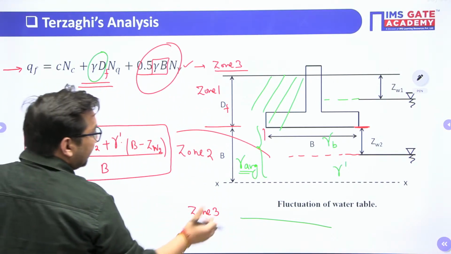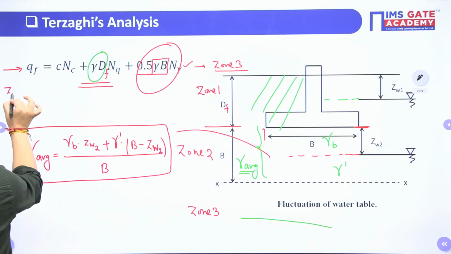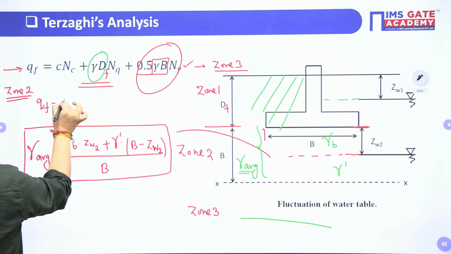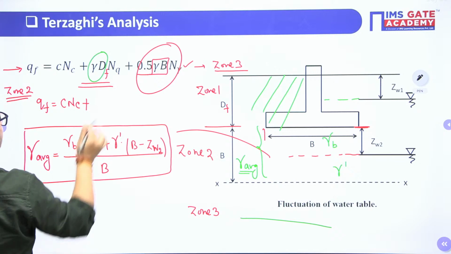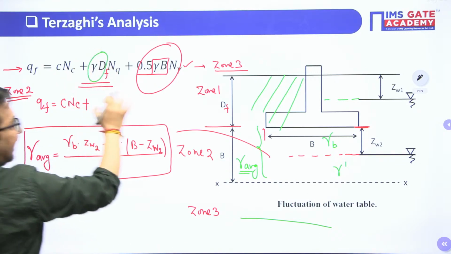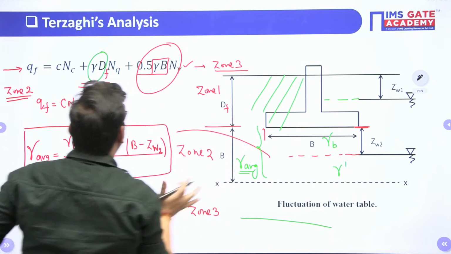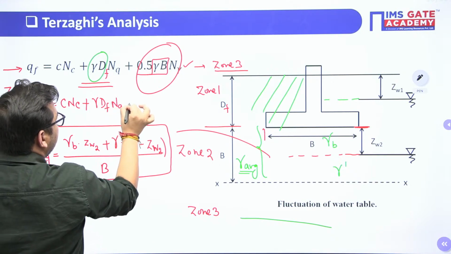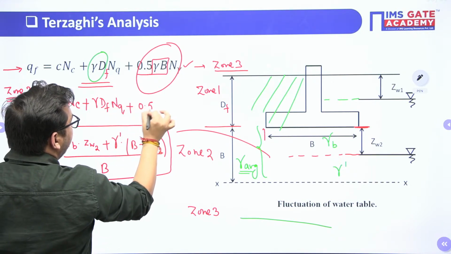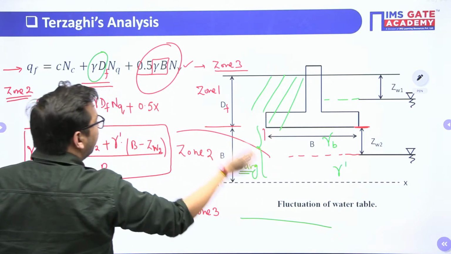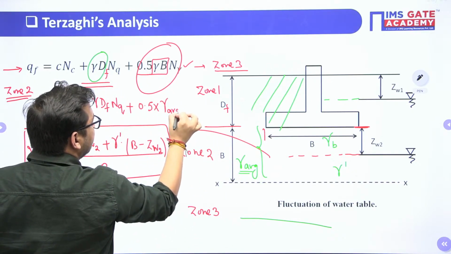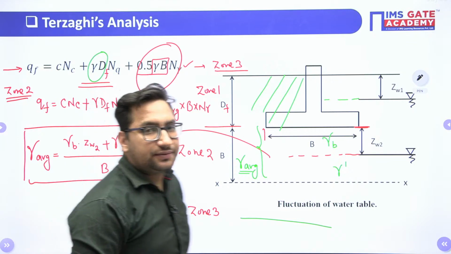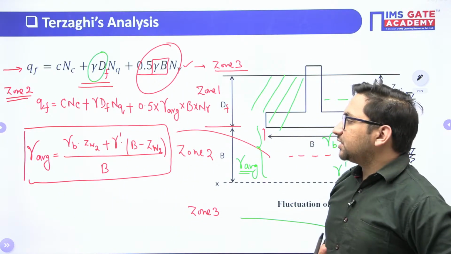So if the water table is in zone number 2, what will be my new formula? It will be QF is equal to C NC plus, there will be no effect on this term as there is no water table in this zone, so this term will remain the same, gamma into DF into NQ, but this term will get changed. It will be 0.5 into gamma, and here the gamma is gamma average, B and N gamma. I hope this particular concept is clear.